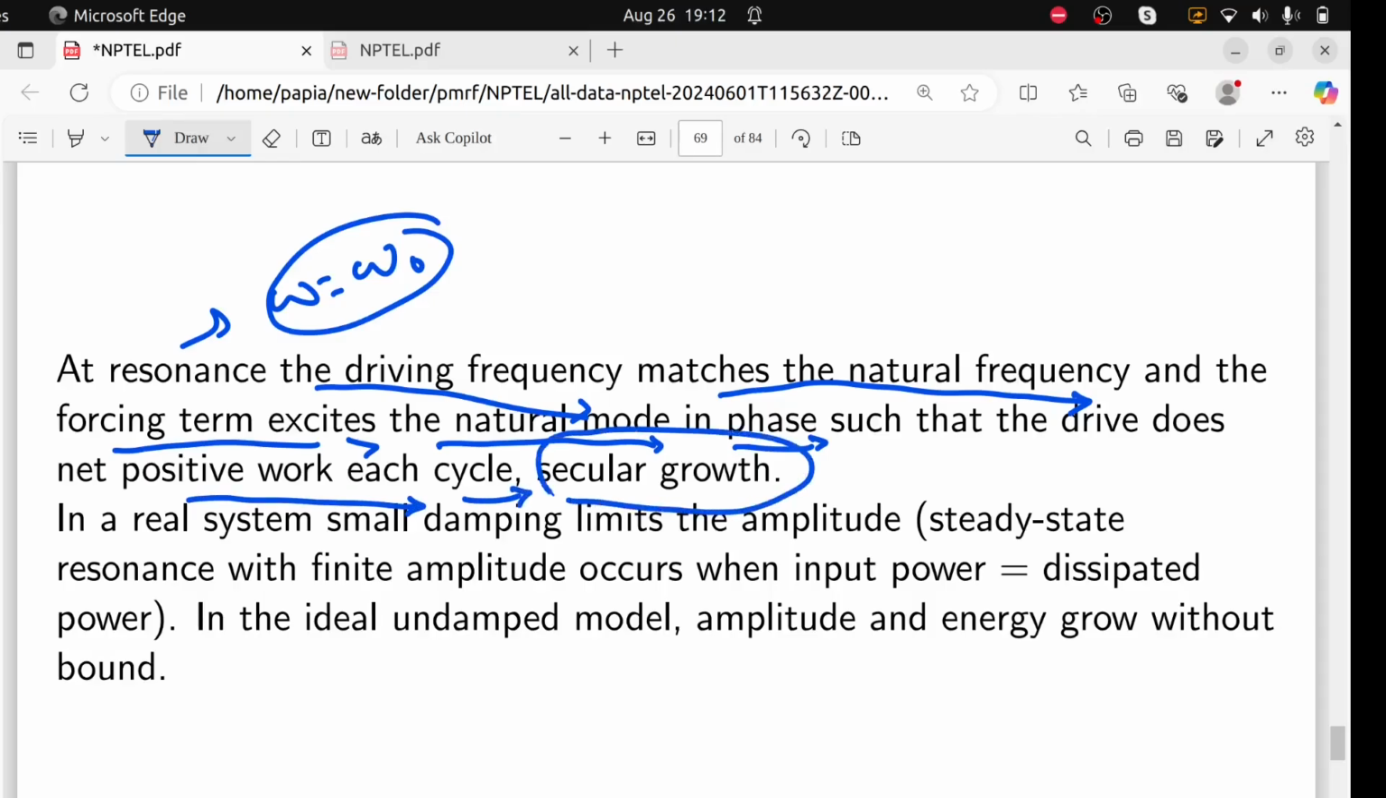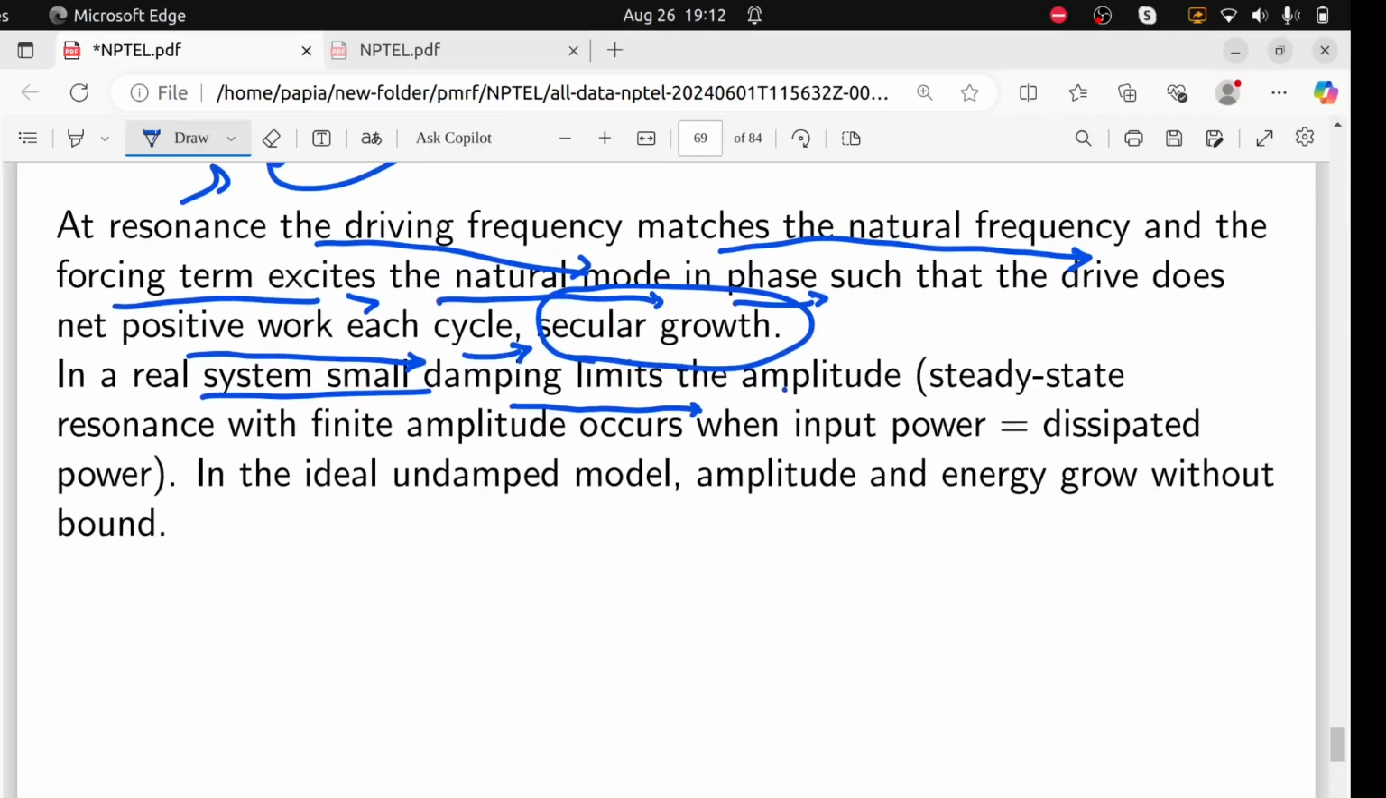This is known as secular growth. In a real system, small damping limits the amplitude. Steady state resonance with finite amplitude occurs when input power equals dissipative power. In the ideal undamped model, amplitude and energy grow without bound.